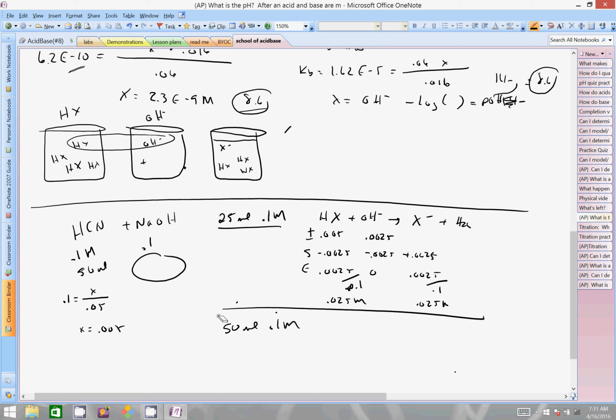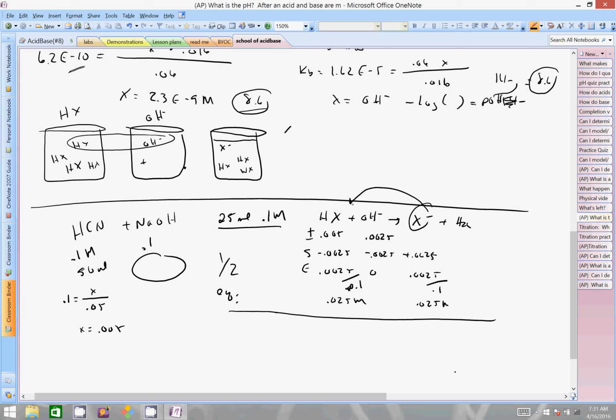Now, for this particular problem, because I am halfway to neutralizing this thing, I call it the half equivalence point. This is referred to as the 1/2 equivalence point. I have neutralized half of it. At the 1/2 equivalence point, these two are always the same concentration.